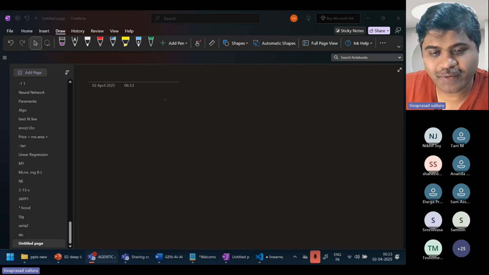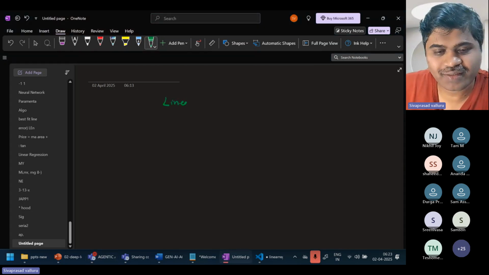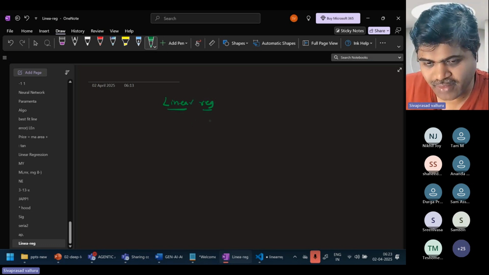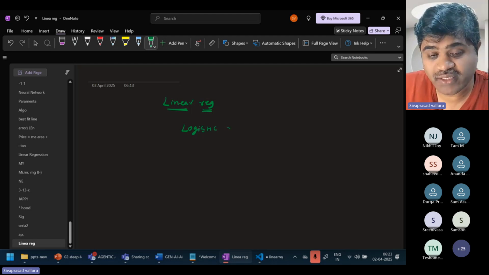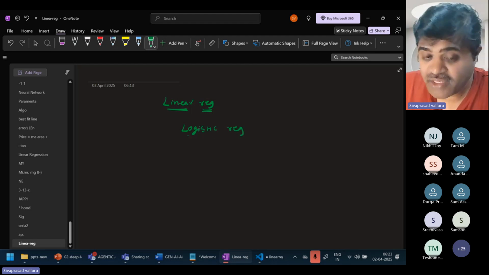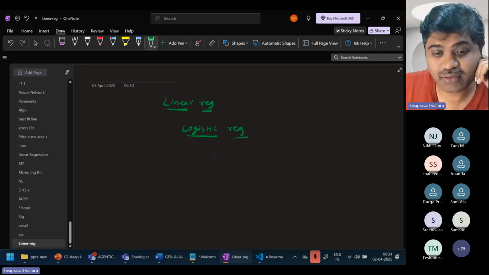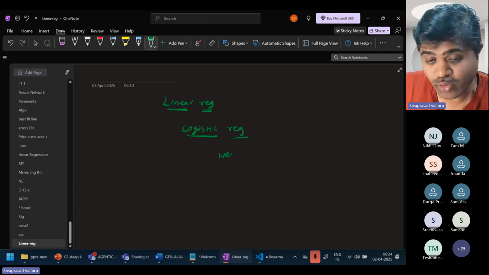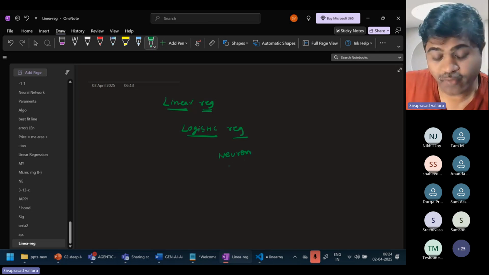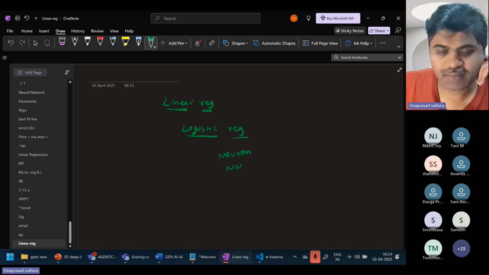Yesterday, we understood about linear regression and we created a model using linear regression. Today, I will quickly revise linear regression and we will understand about logistic regression, in what scenarios we will use this logistic regression. And once we understand how it works, we'll discuss what is a neuron and what are actually neural networks.